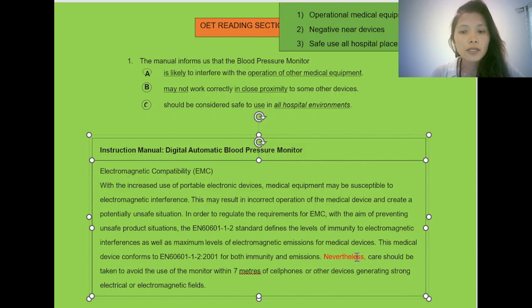Nevertheless, therefore, however, but, so. These are the distractors as well as the contrasting statements. So try to look for nevertheless, however, and synonyms, right? However, care should be taken to avoid the use of the monitor. The blood pressure monitor should be taken care to avoid the use of the monitor within 7 meters of the cell phone and other devices generating a strong electromagnetic field.